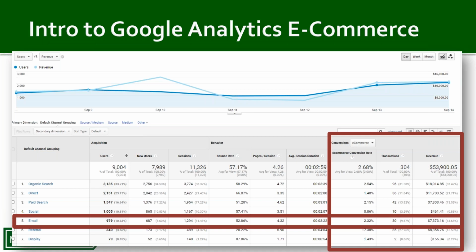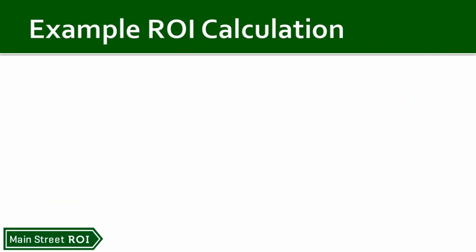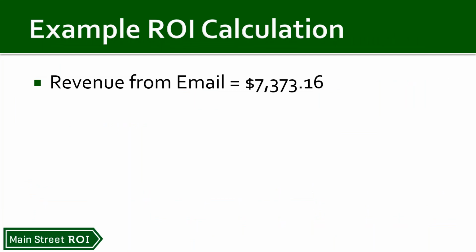And you can see here, I highlighted a row there for the email channel. So that's your email marketing. And in this report, we can see over this time frame, the revenue was $7,373.16. So it's pretty straightforward. We can figure out revenue, and then you can calculate your ROI.